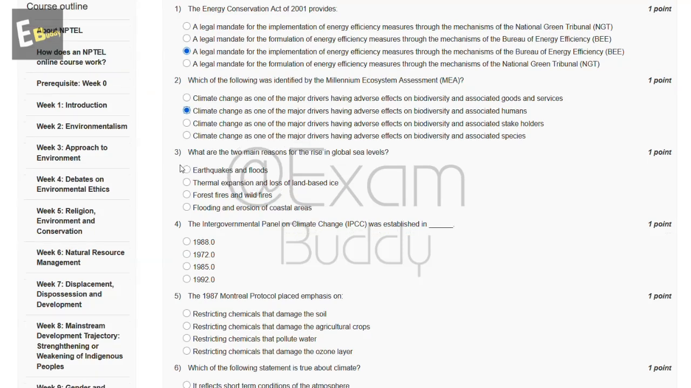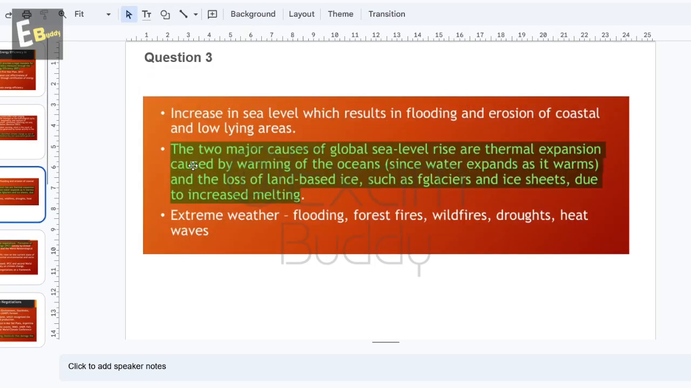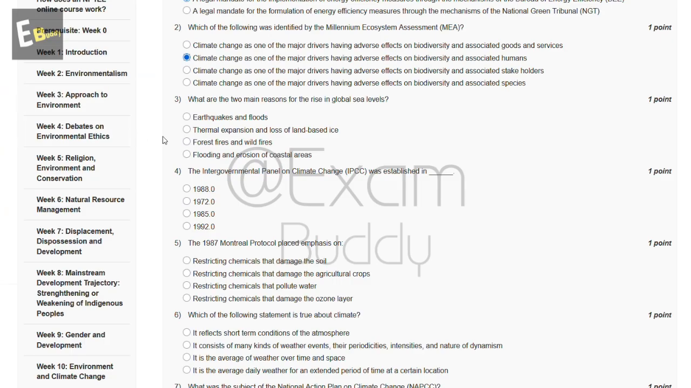Now, the third question is what are the two main reasons for the rise in global sea levels? So, these are the options. And now, let's check the explanation of our third question. So, question third, the two major causes of global sea level rise are thermal expansion caused by warming of the oceans, since water expands as it warms, and the loss of land based ice such as glaciers and ice sheets due to increased melting. So, the answer of our third question is A.